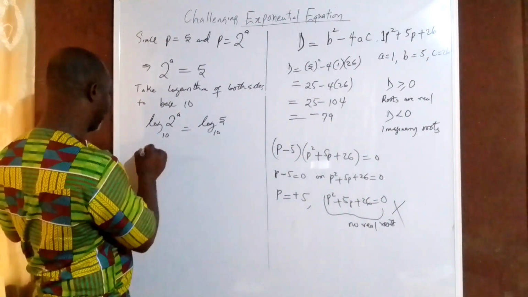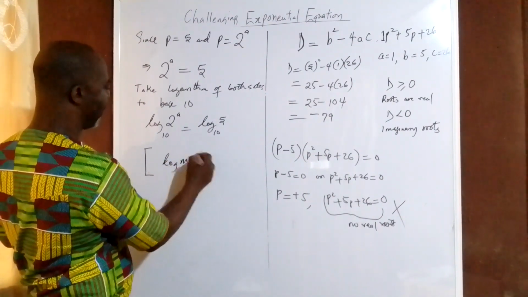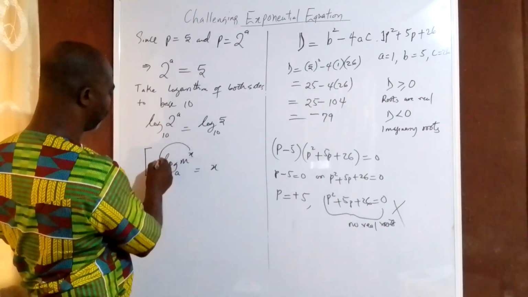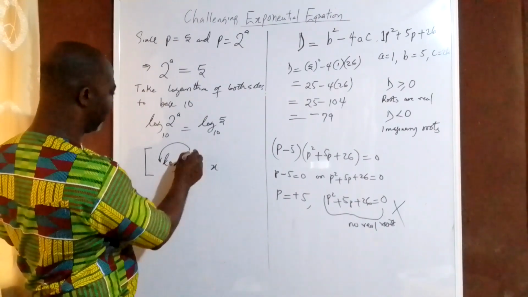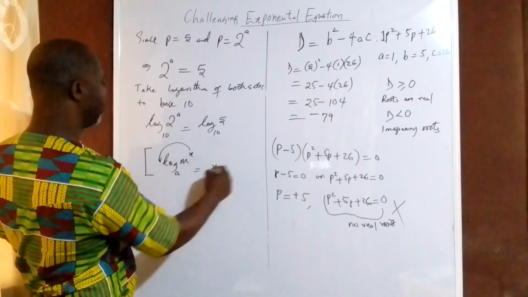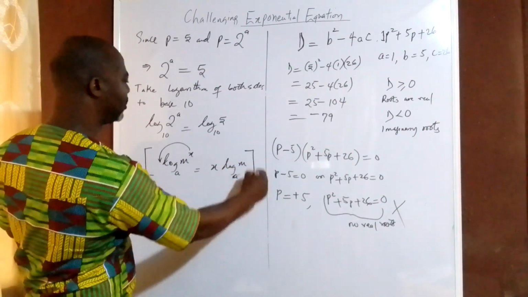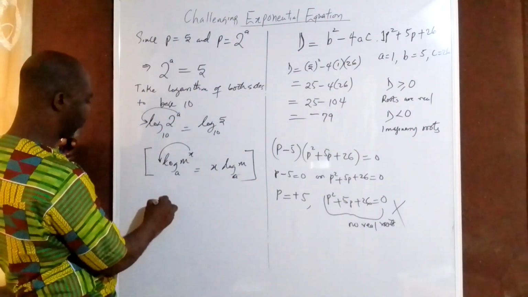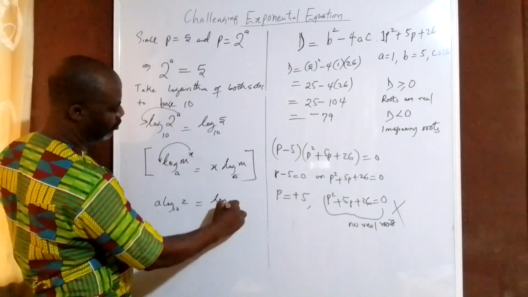Now there is a rule in logarithms that says if you have the logarithm of m to the power x to base a, the x becomes a coefficient of the log. This will give us x log m to base a. So this rule applies here: the a becomes a coefficient of log to base 10. You have a log to base 10 of 2 equal to log to base 10 of 5.